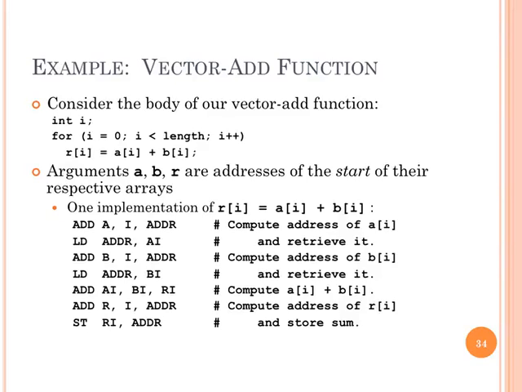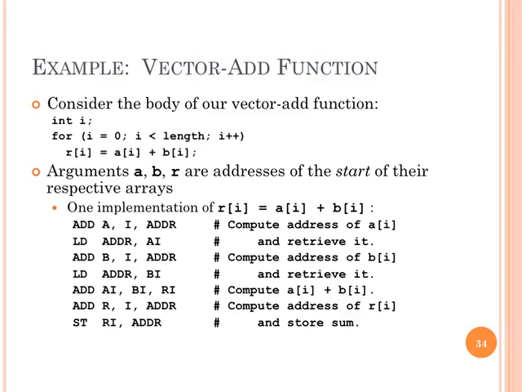And then I load the value in main memory at that address specified in adder into a register AI, so I retrieve it. Then I do the same thing for B. I retrieve that value B sub I into BI. And now I can add them together into another register RI, and then I need to figure out where to store that and write it back to main memory. Big pain in the butt.